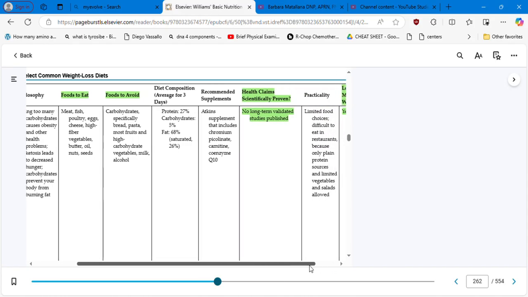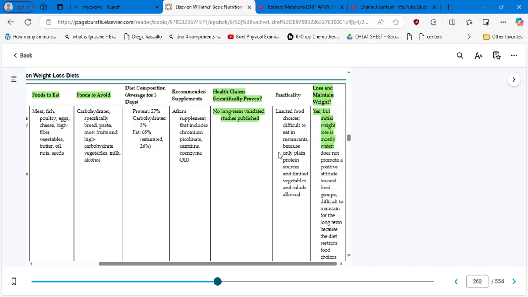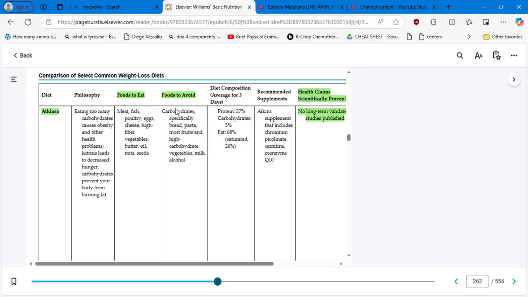The most important are the health claims scientifically proven. That's the most important: lose and maintain weight. And also, please check the foods to avoid. That is going to tell you if it is sustainable, right?